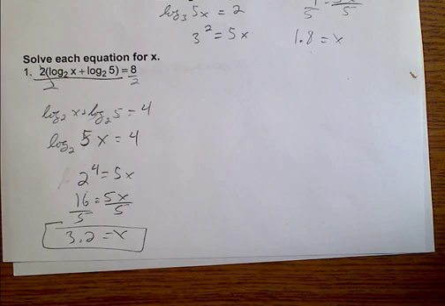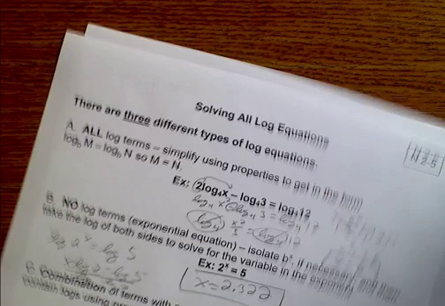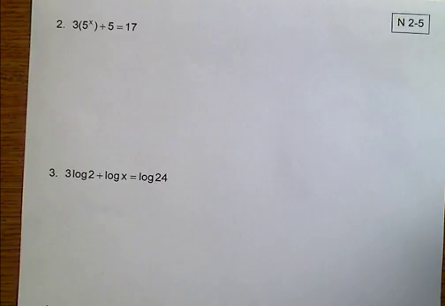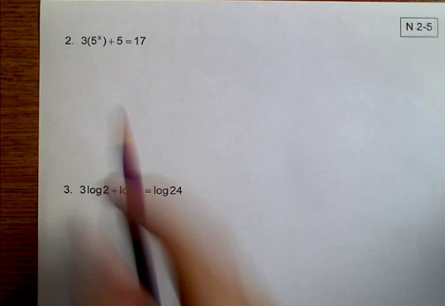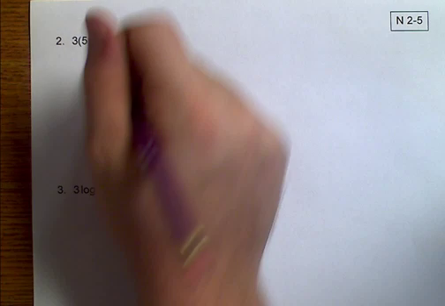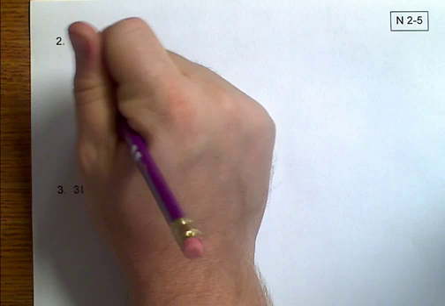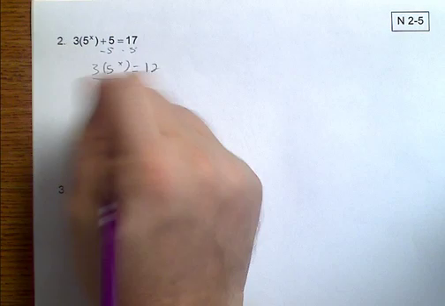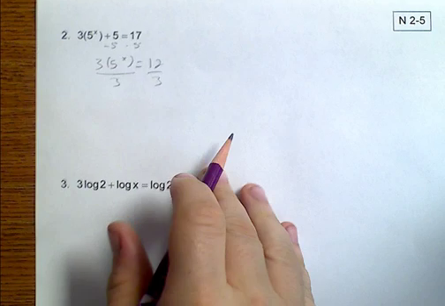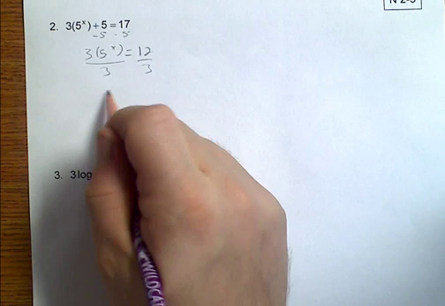Moving on to our next page. Here we have an exponential function. So first off, we need to isolate our exponent. I'm going to subtract 5. So 3 times 5 to the x equals 12. Divide by 3. 5 to the x equals 4.